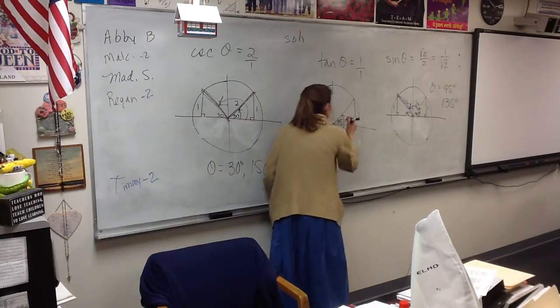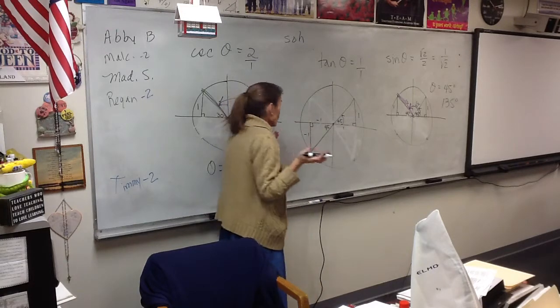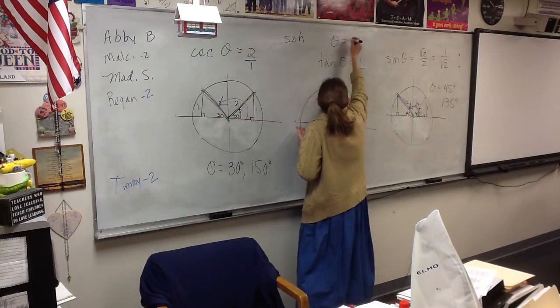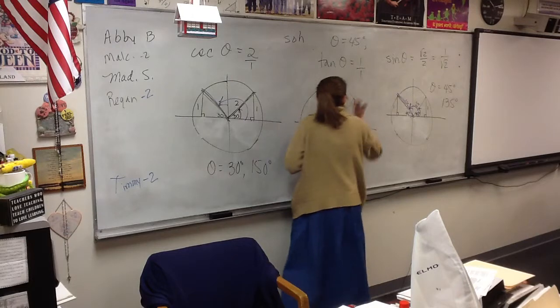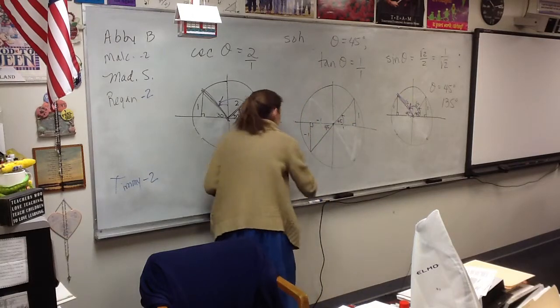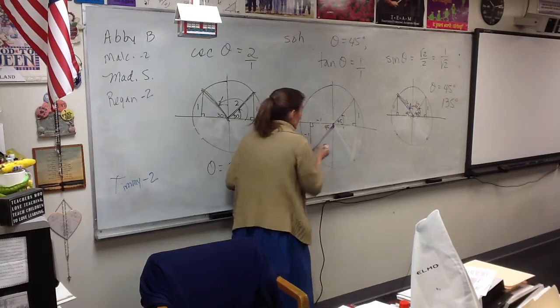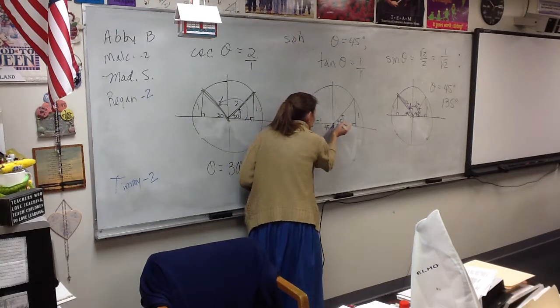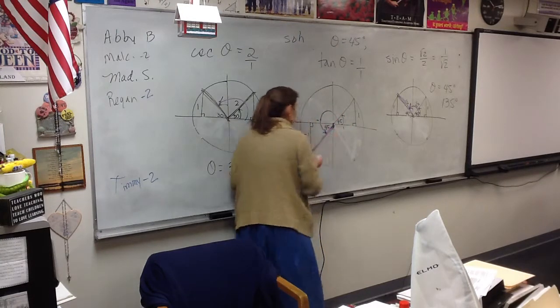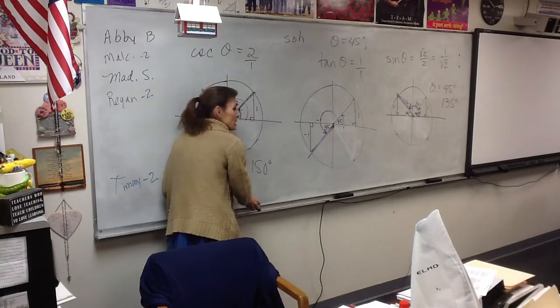How big is that angle right there? That's an easy one. 45. So one of your answers is 45. Now, here's the other angle. And I gotta get all the way from here to here. Any ideas how big that one is?